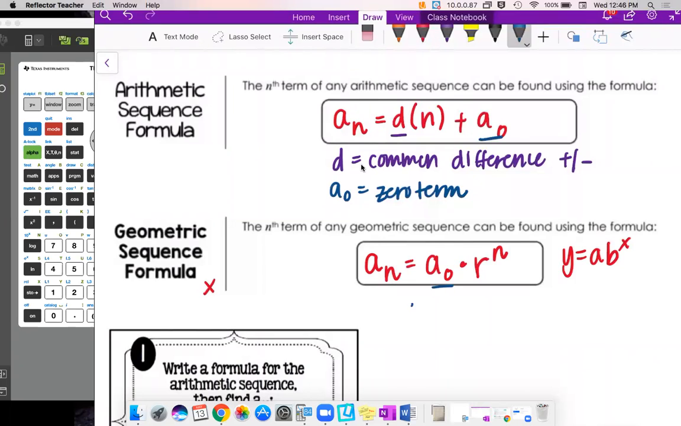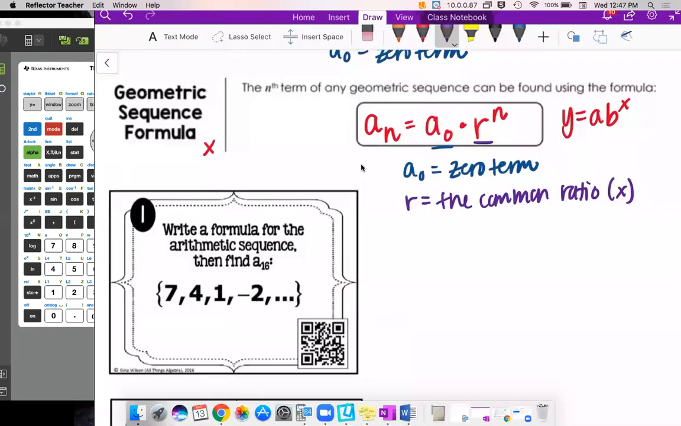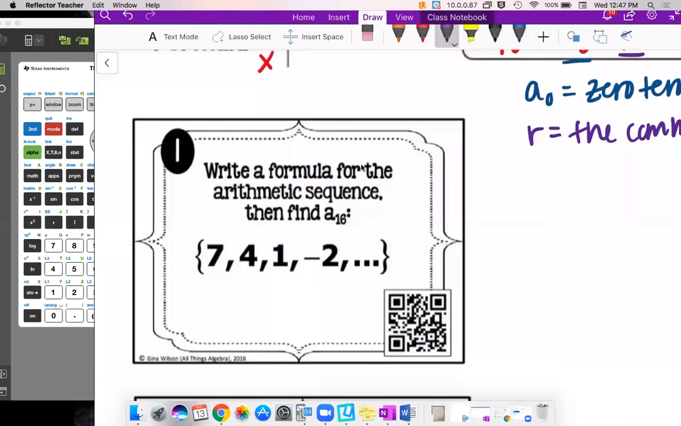Again, your a sub 0 here is the 0 term, and they usually give you the first, so you just have to be careful. And this r value is called the common ratio. That's just what you use to multiply to get in between each of your numbers, so it's whatever your multiplier is, okay? So we're going to walk through some examples and then you're going to do that maze worksheet, okay?